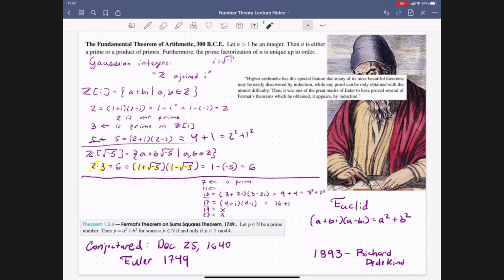No. Far, far from the truth, as we will see. So in this course, this is a statement that we are going to come back to. We will be seeing two different proofs, Euler's proof and then Richard Dedekind's proof from 1893.